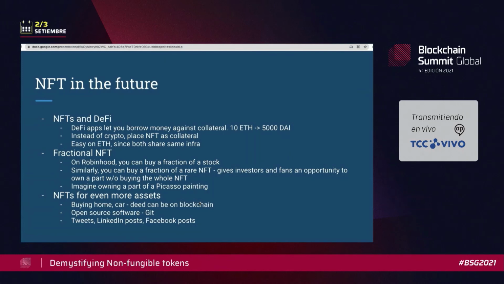And if we talk about NFTs in the future, some of the things that NFTs will enable is decentralized finance apps that let you borrow money against a collateral. Instead of you placing a crypto such as Ethereum to get those USDs, you will place your NFT as collateral. And because the collateral itself and the money and the NFT that you're placing share the same infrastructure, it is easy on Ethereum.